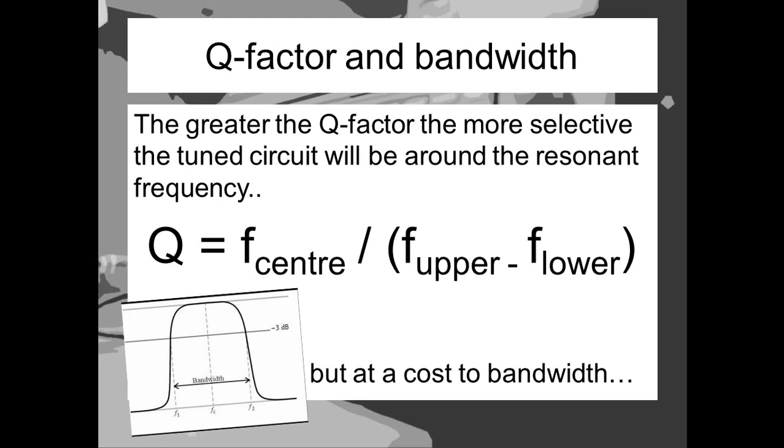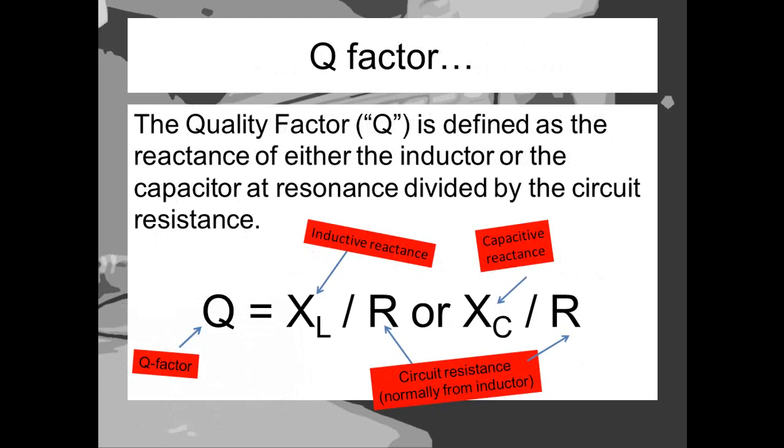And the equation to work out Q factor, which actually has no units, is the center frequency divided by the bandwidth, the difference between the upper and lower frequencies, where the upper and lower frequencies are at a strength of about 50% of the center frequency. Additionally, there's another way of calculating the Q factor. Because they're the same value, you can use the inductive or capacitive reactance divided by the resistance of the circuit itself. However, this rarely seems to come up in the exam. In fact, I've never really seen it come up in the exam.